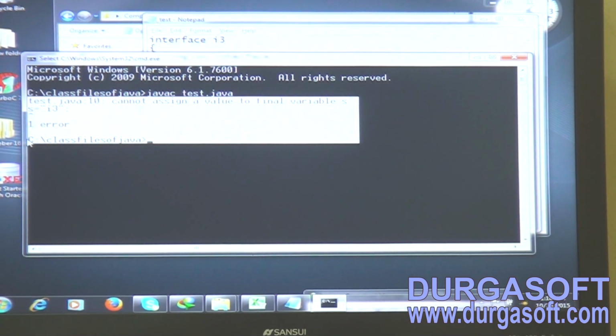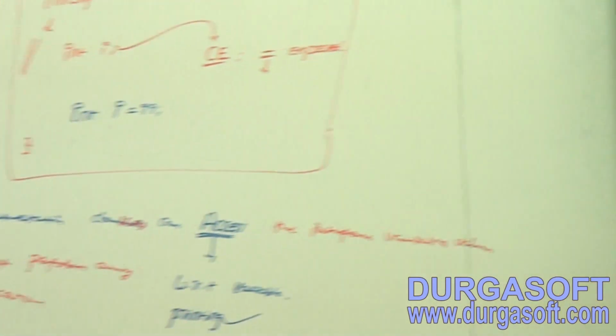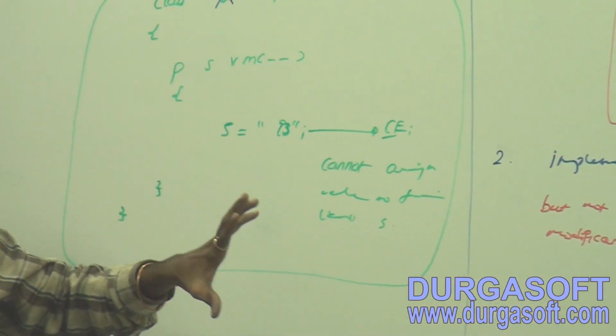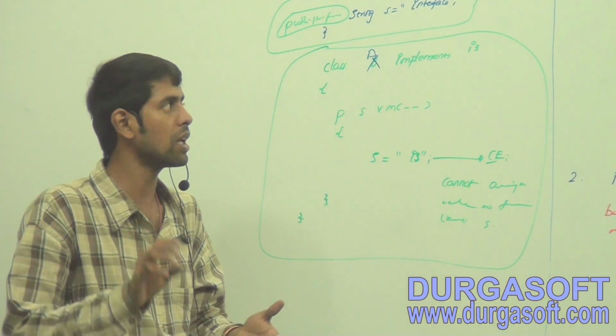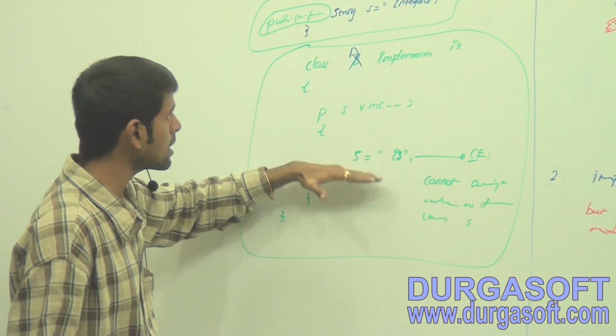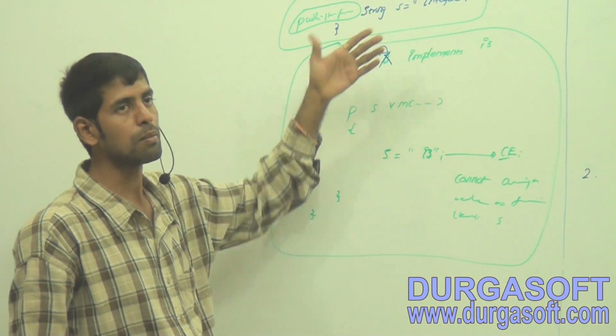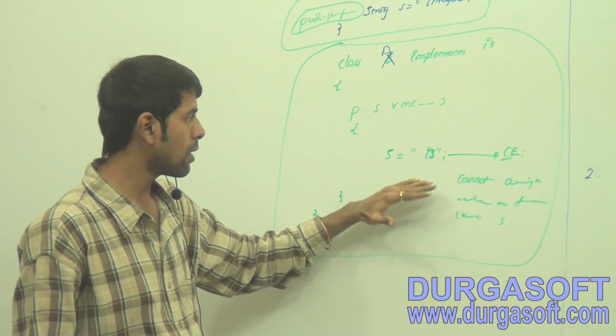Because S is the final variable by default within the parent, and because of this implements keyword, this is being treated as a child or child class only. Implementation class means child only, okay. It is inheriting this S variable value from the parent. Okay, this is available to this one.